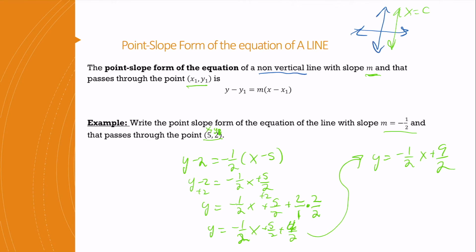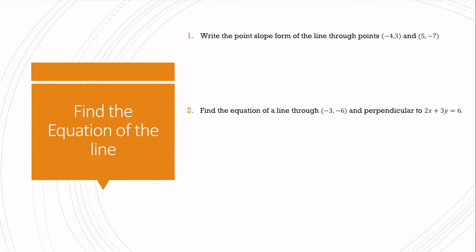Let's do a few more examples. So next, I'm not given a point and a slope, I'm given 2 points. So what I'm going to have to do first is calculate the slope. So remember, our equation for slope is my change in y over my change in x. So let's go ahead and find our slope. I'm going to take -7 minus 3 over 5 minus -4. That's going to give me -10/9. Now that's not a very fun slope to work with, but we're going to conquer.